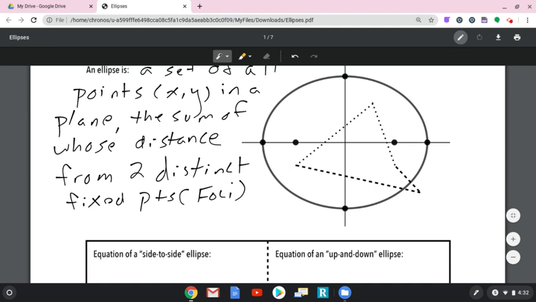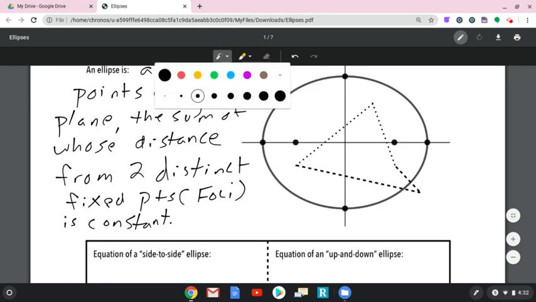They're really a focus, but since there's two of them, the plural is foci. The sum of the distances to the foci is constant, and I'm going to explain what that means. This was moved to a PDF, which kind of messed up my drawing here, so I'm just going to add some color.